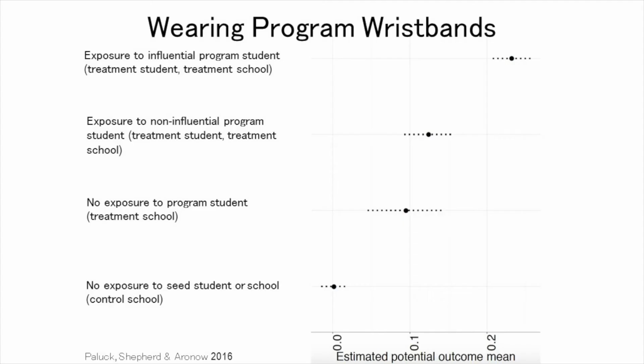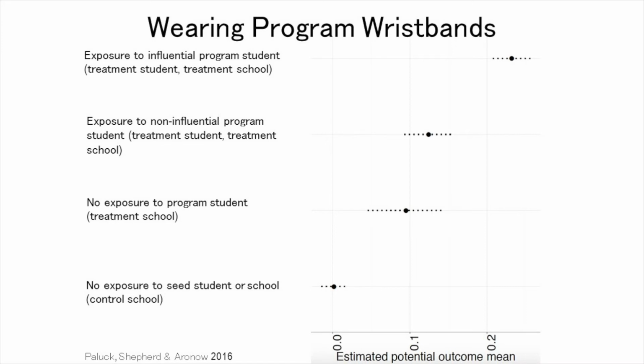Luckily, we didn't give out wristbands in control schools, and it turns out that most kids in control schools did not report wearing a wristband on the final survey, so that was good.